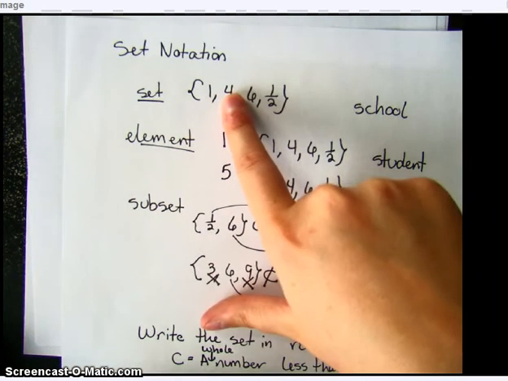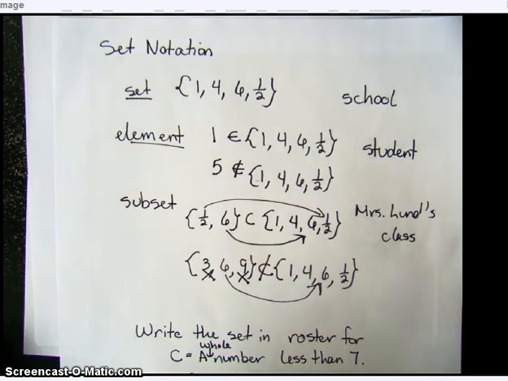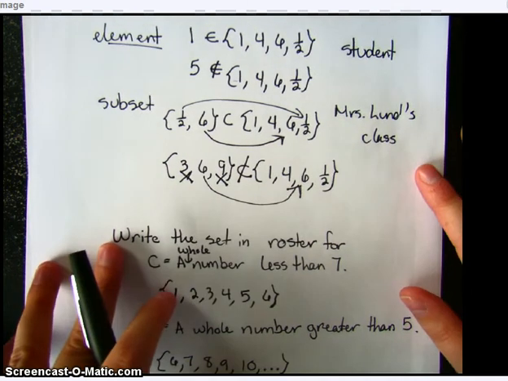All right, I think that should about do it. Remember, a set is a collection of objects. An element is a member of that set, and a subset is kind of like a smaller group within that set.